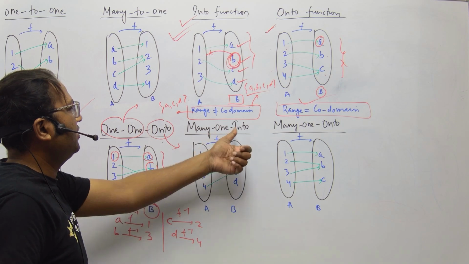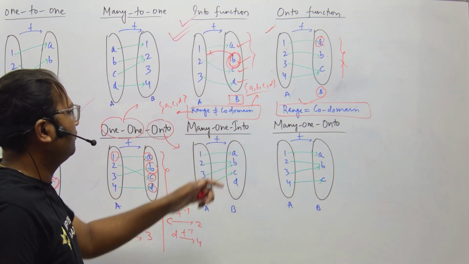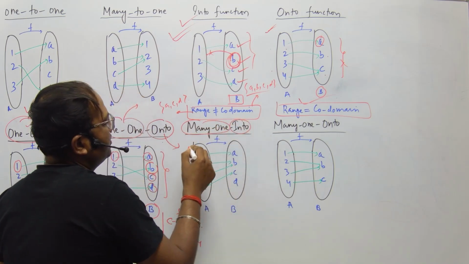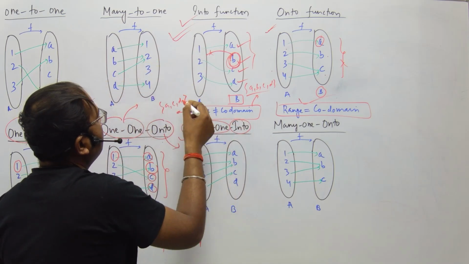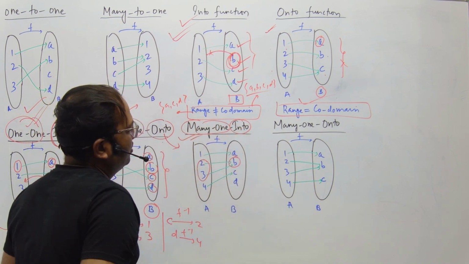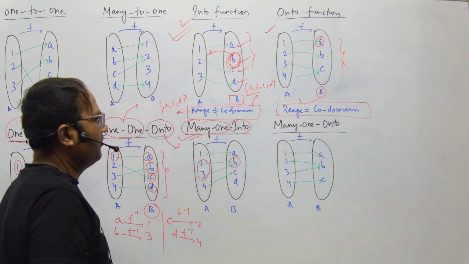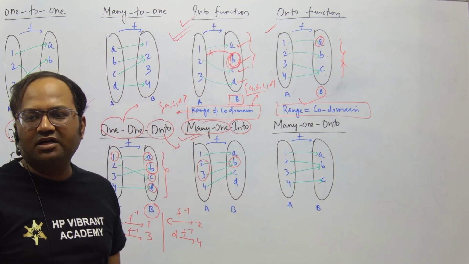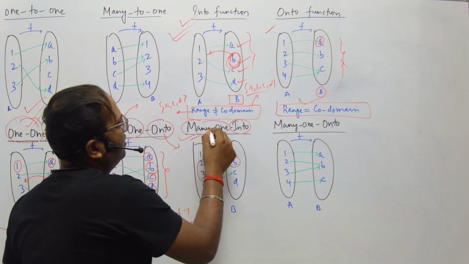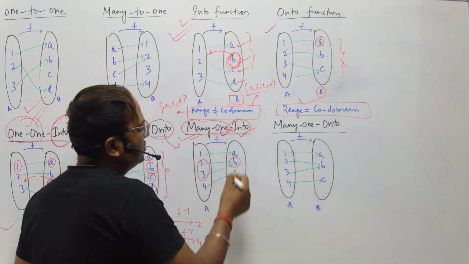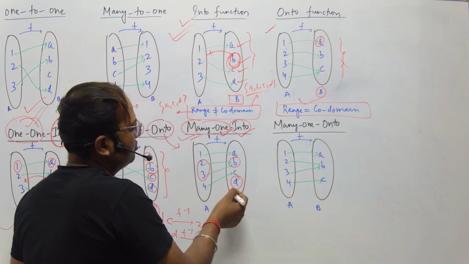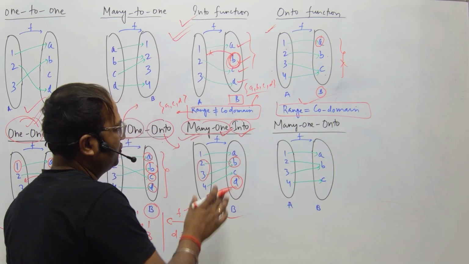Now we have many-one into function. Let us combine many-one and into. As per the definition of many-one, many elements are getting mapped to a single element. So here two elements are getting mapped to a single element. As per the definition of many-one function, if two or more elements are getting mapped to a single element, then we call that function many-one. So this is a combination of many-one and into. In case of into function, there exists an element in set B which is not having any pre-image in set A. So this is many-one into.